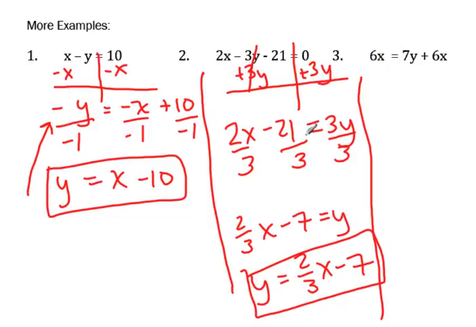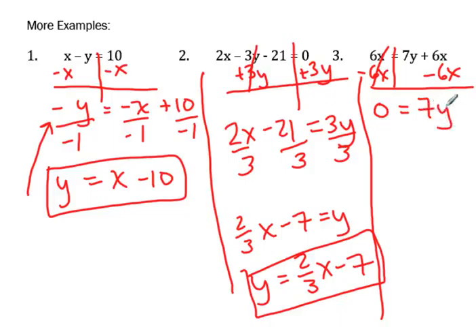All right, and how about this one? Number 3. Number 3 is kind of weird. The y's over here. I'm going to get rid of the x. All right, so minus 6x. We got to get rid of that first. Here's the equal sign. The minus 6x on this side. Draw a line. 6x minus 6x, they cancel, and you're left with 0 equals 7y.